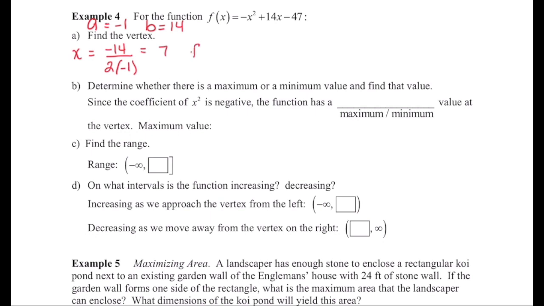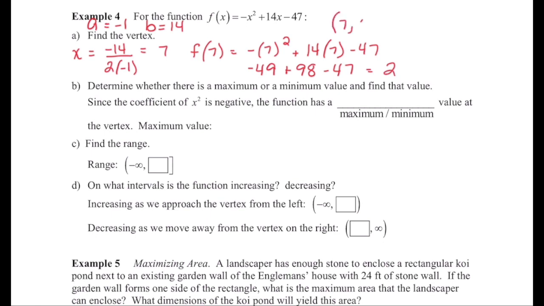Now we can find our y value by substituting in 7. So negative 7 squared plus 14 times 7 minus 47. This is negative 49 plus 98 minus 47. Simplified gives us 2. So now I know that my vertex is 7, 2. Thinking about our vertex and knowing that this is a negative, we're going to have a frowny face. So this point here will be 7, 2.